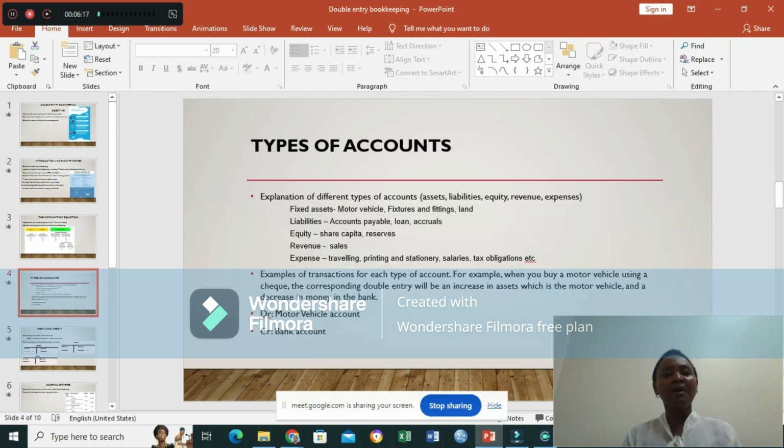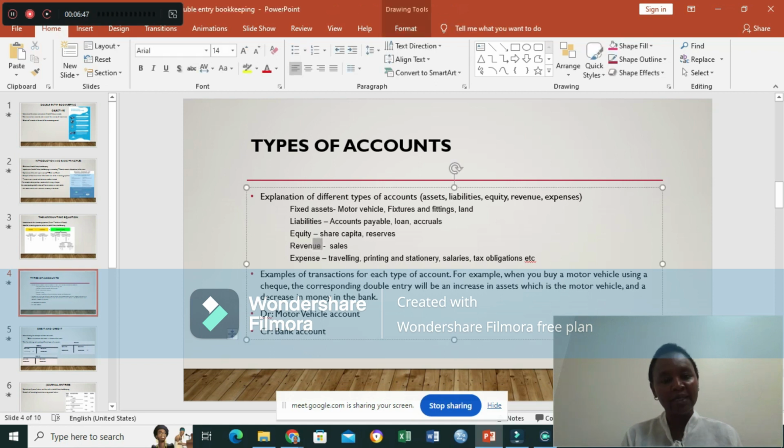We have different types of fixed assets, which are like motor vehicles. I know some of you have motor vehicles. You have land, you have fixtures and fittings, you have chairs in your house. Those are some of the fixed assets. The liabilities are what you borrow from, for example, that shopkeeper. The equity is your share capital and reserves. Revenue is what you sell, and expense is the money that you spend while you are making your sales.